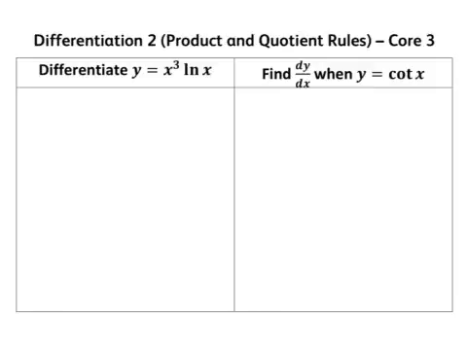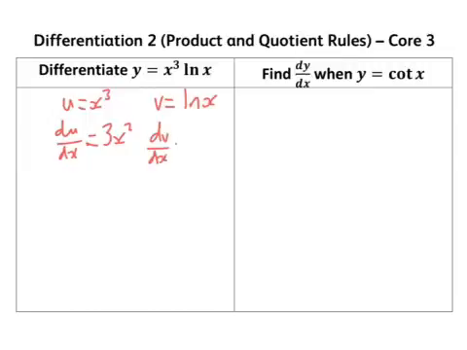Alright, now with the product rule, we've got to call one of them u, and I'm going to call u x cubed, and I'm going to call one of them v, and that's ln x. Now, I've got to find du/dx, and that's going to be 3x squared, and I've also got to find dv/dx, which is going to be 1 over x. That's one of those standard differentials that we're supposed to remember.